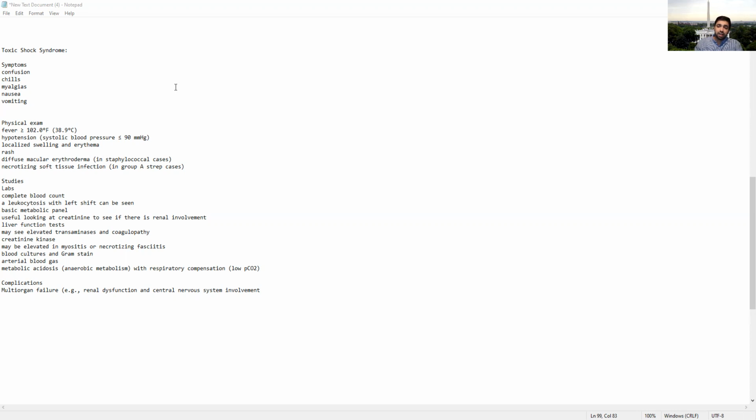And so as a result of that, you'd get a respiratory compensation, thus you'll have low PCO2. So that's the compensatory mechanism. So metabolic acidosis with respiratory compensation, and then a complication of toxic shock syndrome, TSS, is multi-organ failure. So that involves renal dysfunction along with the CNS involvement.